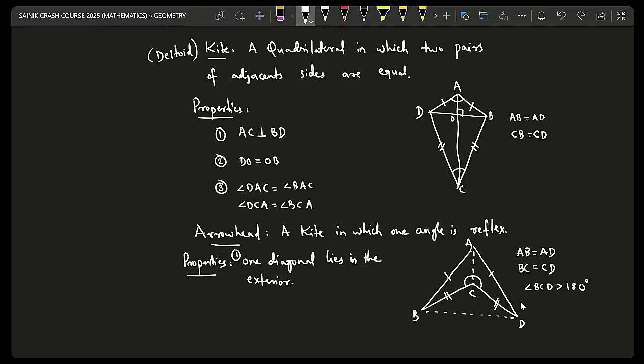Any doubts still, here you can ask. Then we are going to start discussing the problems related to the properties of quadrilateral. Manaswini, any doubts? Manaswini? Sir, I have a doubt.